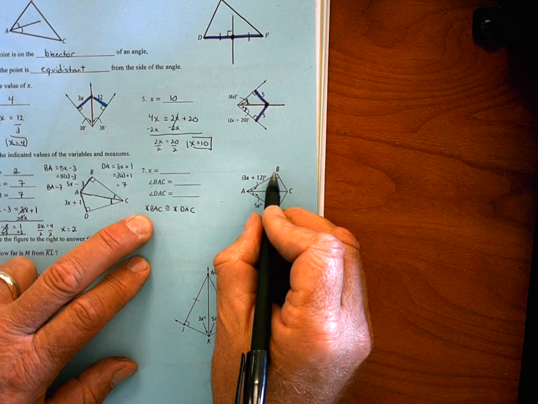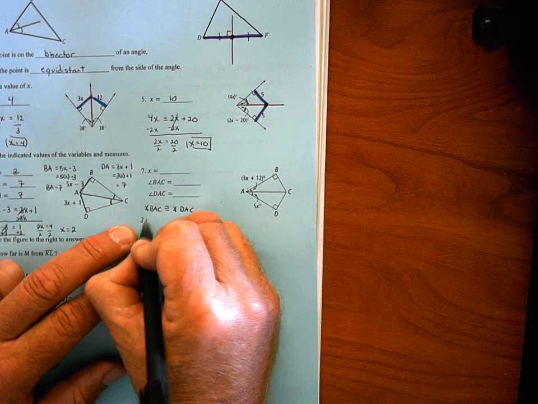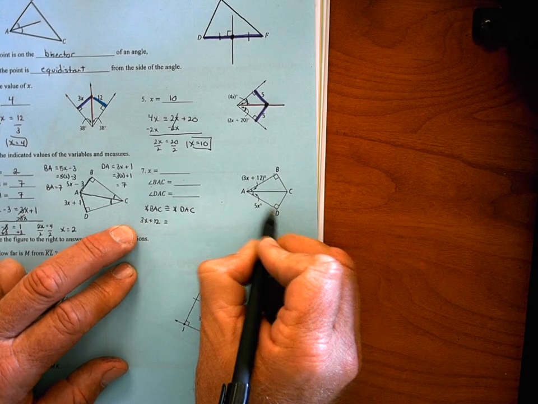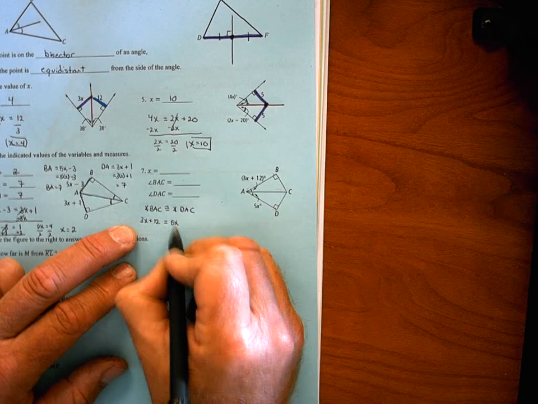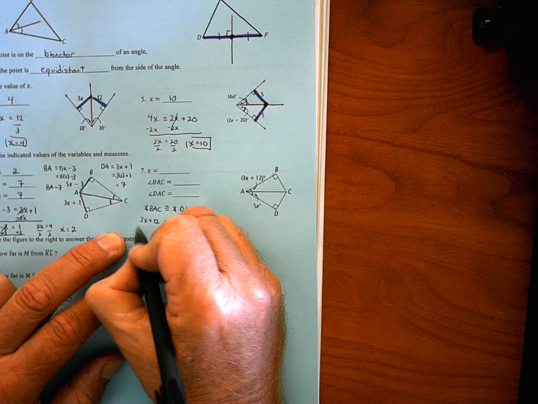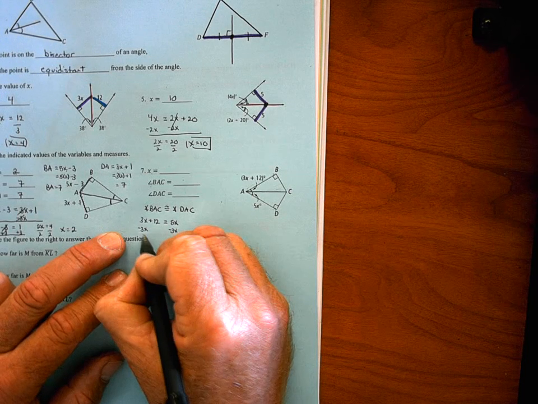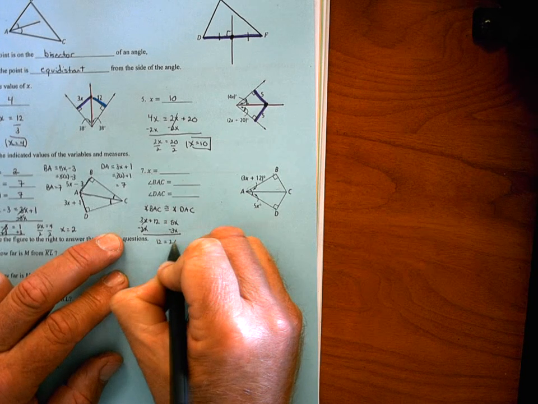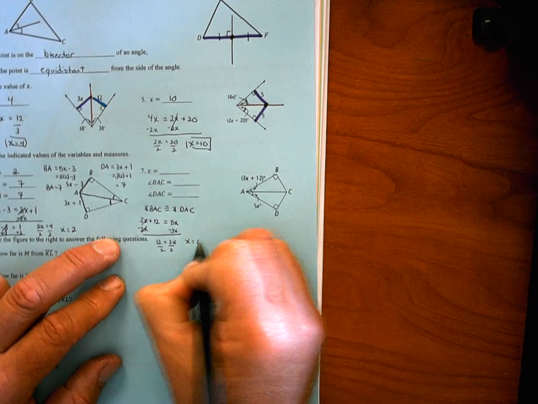Well, angle BAC is represented by 3x plus 12. Substitute that in. Angle DAC is represented by 5x. Substitute that in. And then we solve for x. So I'm going to subtract 3 x's from both sides. That would give me the equation of 12 is equal to 2x. I would divide both sides by 2. X is equal to 6.